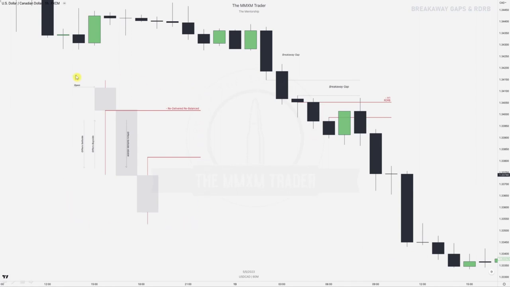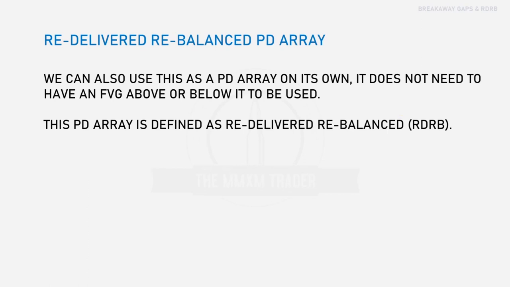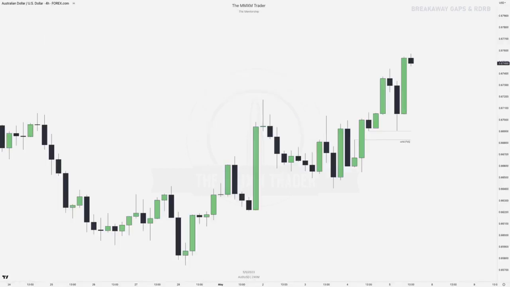Really study this depiction, this little schematic: down, up, and down for bearish, and for bullish up, down, and up. We can see it over here. We can also use this as a PD array on its own, so it doesn't need to have a fair value gap above or below it to be used. This PD array is defined as a redelivered rebalanced, so we use RD, RB on our charts. We've got an Australian dollar, US dollar 4-hour chart, and now take a look at this piece of price action. Can you spot that redelivered rebalanced PD array?